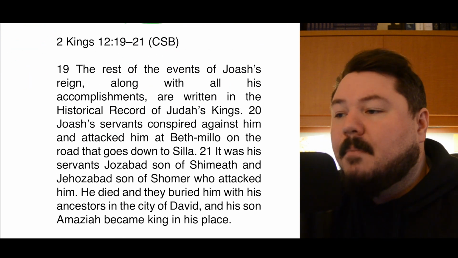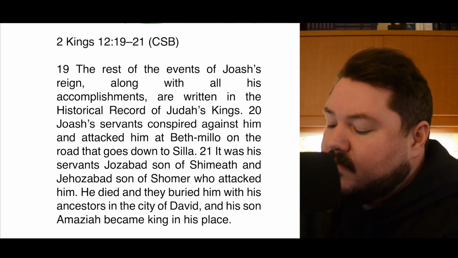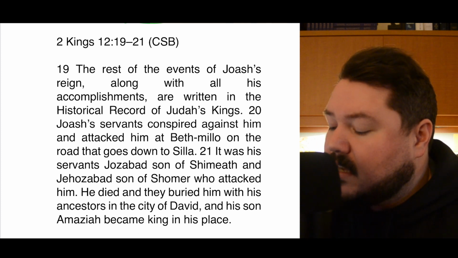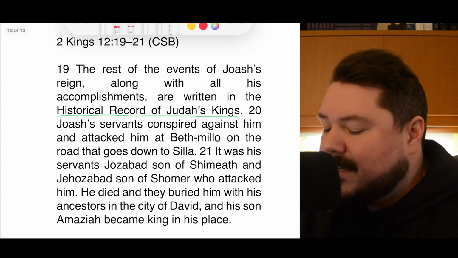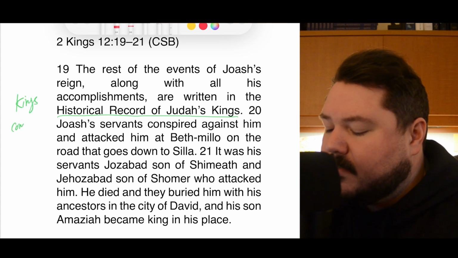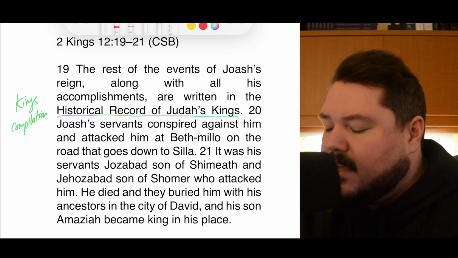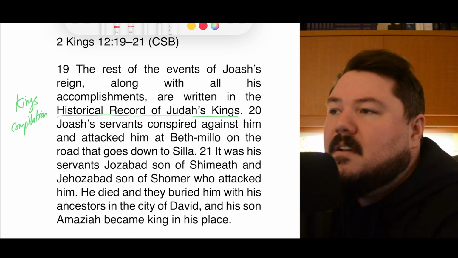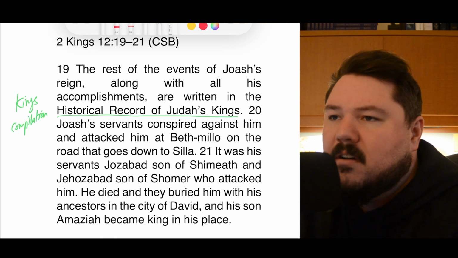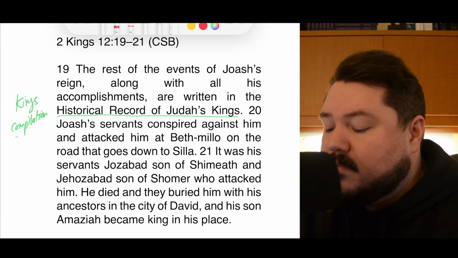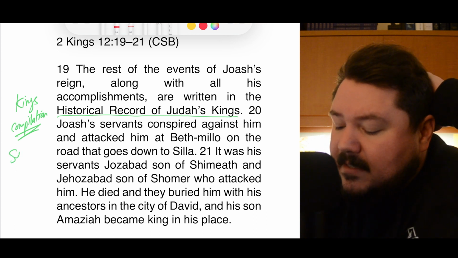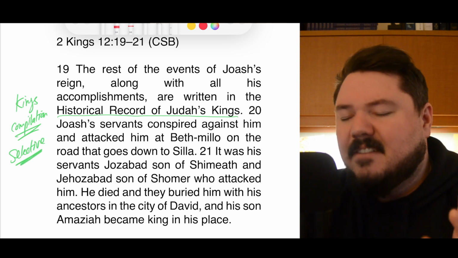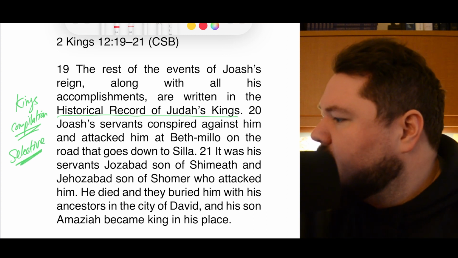The writer, compiler of Kings says this: the rest of the events of Joash's reign, along with all of his accomplishments, are written in the historical record of Judah's kings. So Kings, the book of Kings, is really a compilation of a lot of works, and it has no problem telling you, hey, if you want to read more about this, go read this other book. Or if you really want to know the story of Joash, go read this other thing. So it doesn't tell the full story, which tells you when you're reading Kings, it's highly selective. It's a very selective account of what it tells people.